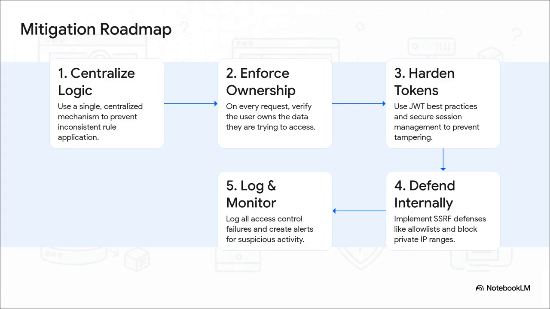So here's a simple 5-step roadmap you can follow. 1. Centralize your authorization logic. Don't sprinkle it all over your code. 2. Enforce record ownership. For every request, check, does this user own this data, to kill IDORs. 3. Harden your tokens and sessions. Think short-lived and secure. 4. Secure your internal APIs. Don't assume they're safe just because they're internal. And 5. Log and alert on failures. You can't stop an attack you can't see.